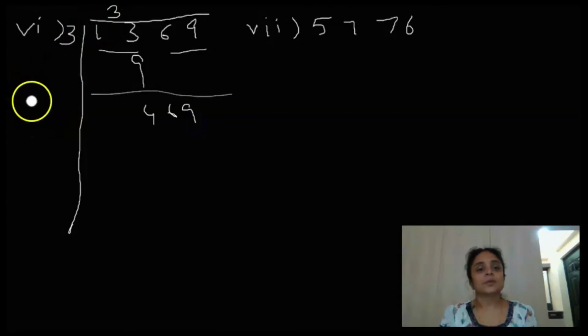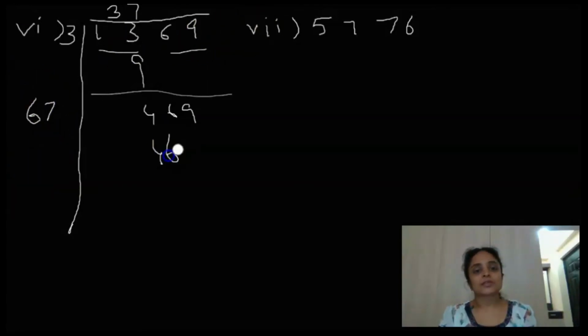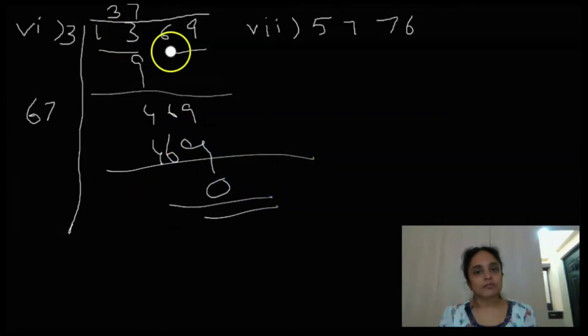469. 3 plus 3 is 6. Then last digit is 9. So let us see if 3 is that number. 63 into 3 will not be. Now 7 into 7. 67 into 7, 49. 6 sevens are 42 plus 4 is 46. So 7 is that number. And 469 and remainder is 0. So square root of 1369 is 37.